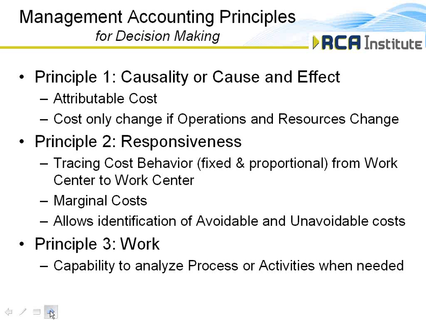The second principle is responsiveness. The vast majority of decisions are marginal or incremental. To accurately assess these, you must trace the fixed and proportional costs associated with the flow of resources throughout your organization. This is a little hard to conceptualize, so I'll show you a diagram in the second presentation that will clarify what I mean.